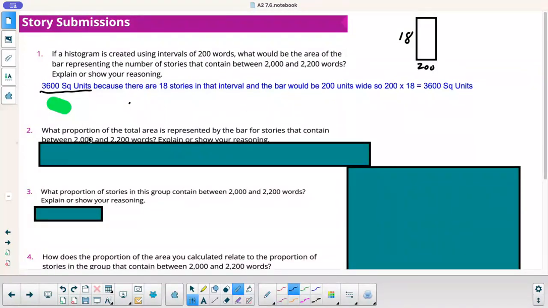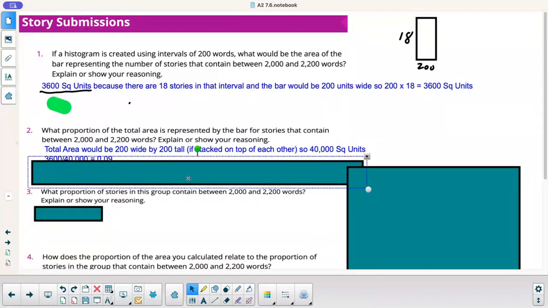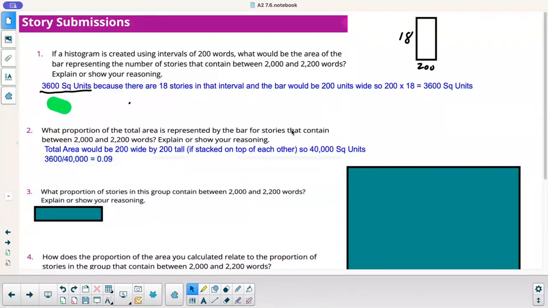Now, the next question, what proportion of the total area is represented by a bar for the stories that contain between 2,000 and 2,200 words? Explain or show your reasoning. Okay, so what we're going to need to do is figure out the total area. We know that the 3,600 would go on the top. So the total area would be 200 wide by 200 tall, okay?